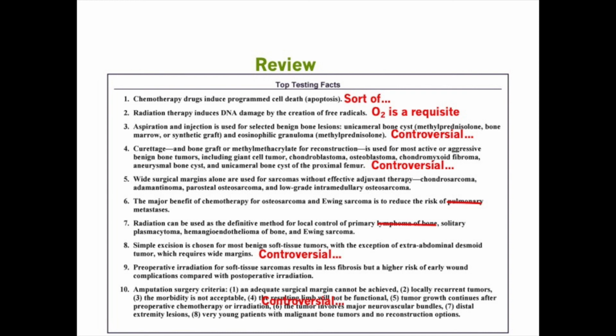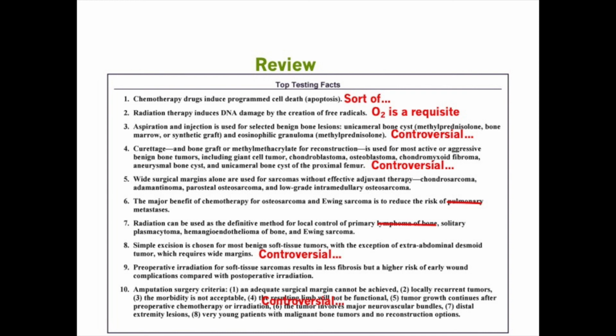Wide surgical margins alone are used for sarcomas without effective adjuvant therapy. The classic example of this is chondrosarcoma. It's neither radiation nor chemotherapy sensitive, and so that's the one you've got to cut out. The other ones are going to be low-grade sarcomas.